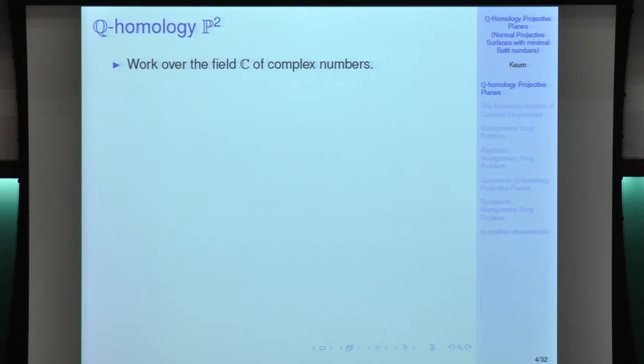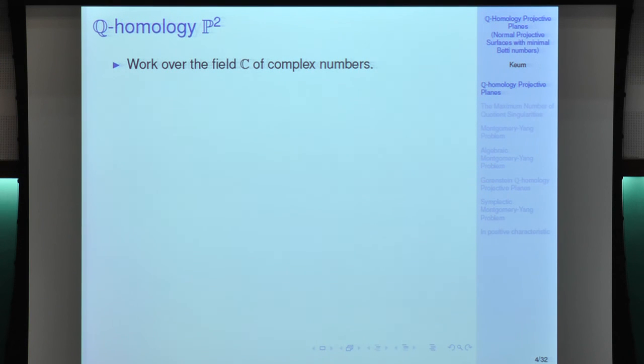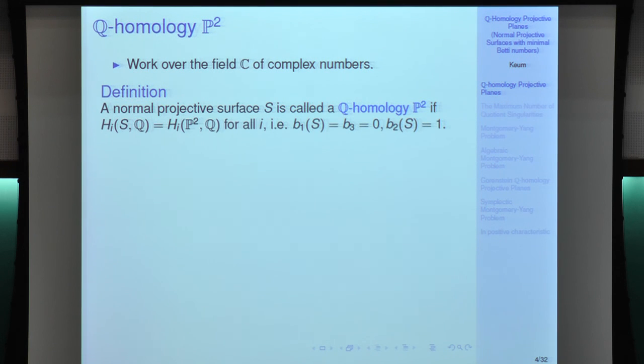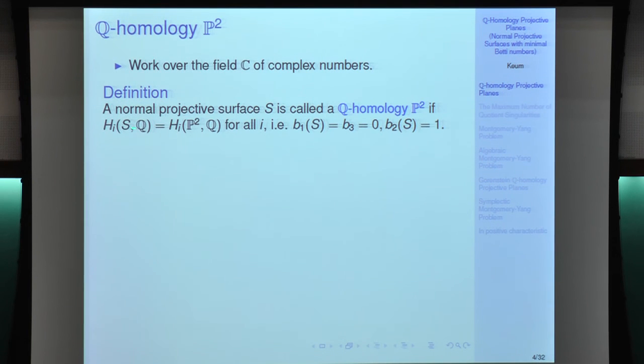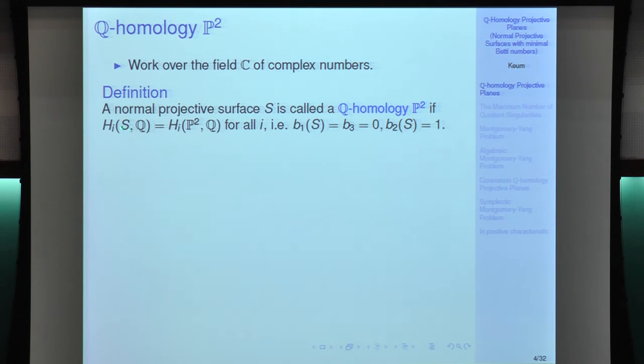So here is the definition. Okay, we will work over the complex number field. Well, some of these definitions can be extended to positive characteristic, but here is the definition. A normal projective surface S is called a Q-homology P2 if it has the same Betti numbers, so rational homology groups, as P2 for all i, meaning that the first Betti number of S and the third Betti number are 0 and the second Betti number is equal to 1.